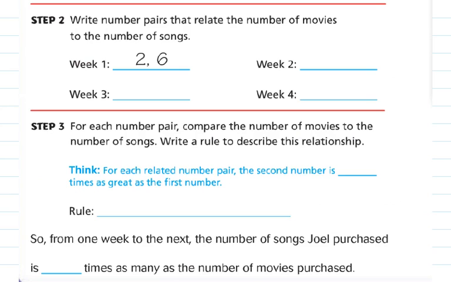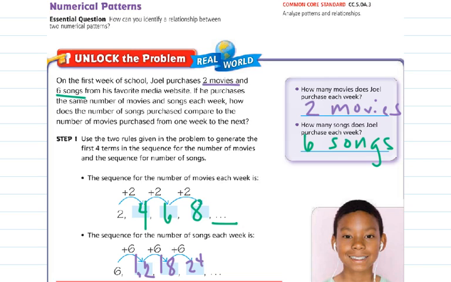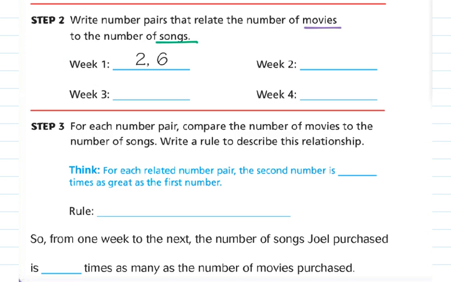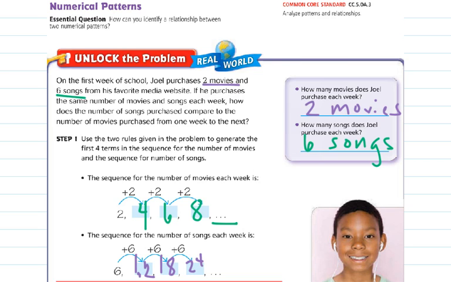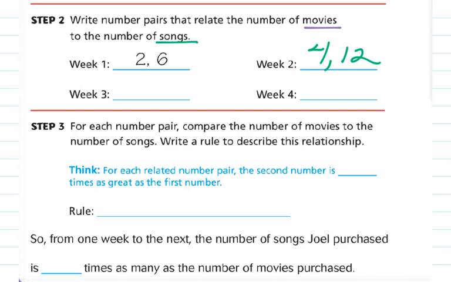So step 2, boys and girls, it says write the number of pairs that relate to the number of movies. So week 1, it was 2, and remember, movies are first and then it's songs. It was 2 to 6. Week 2, if we go back, we could see it's 4 to 12. Week 3, if we go back, we can see it's 6 to 18. And then week 4, it's 8 to 24. So now it says step 3.